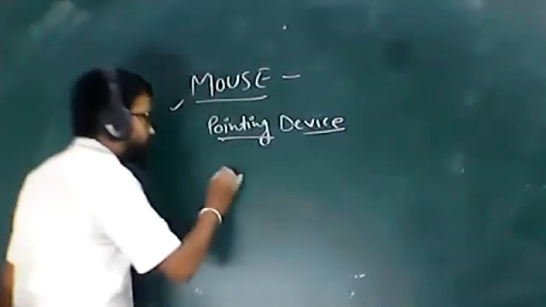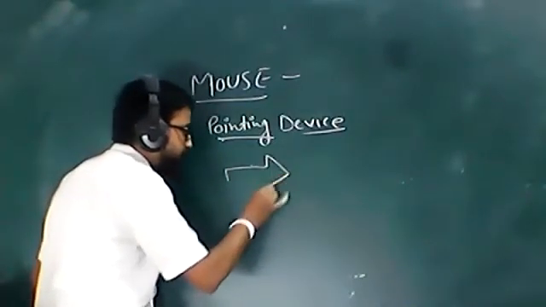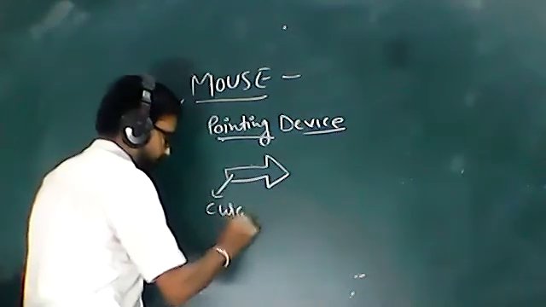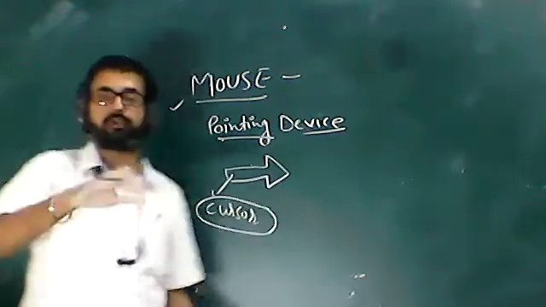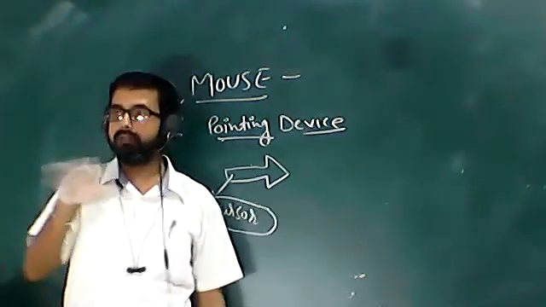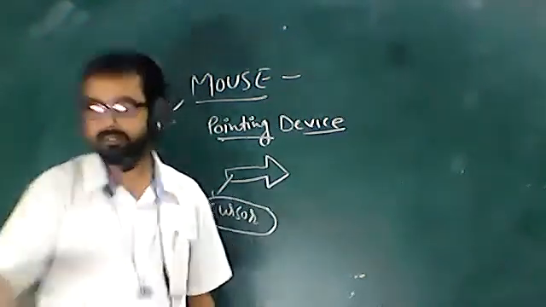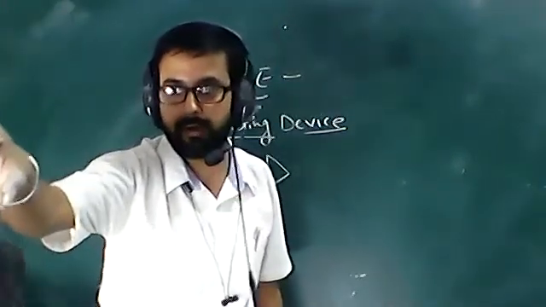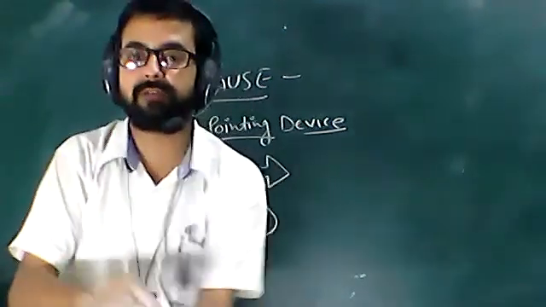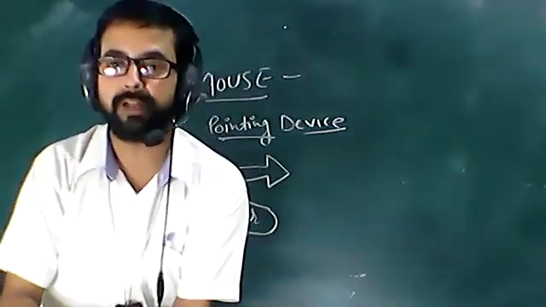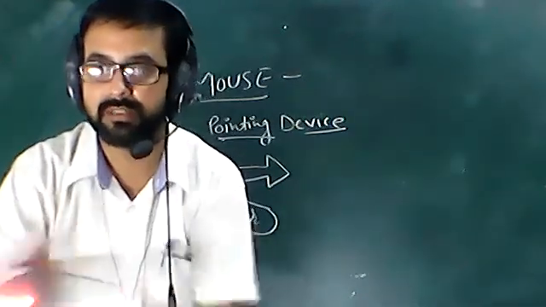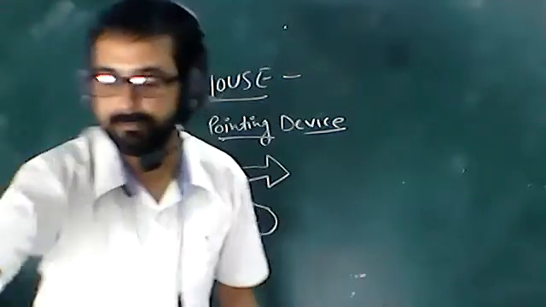What is the symbol of the cursor? Just an arrow. By default it is arrow in shape, and that is known as the cursor. This is your mouse. We just rotate it on the flat surface. As it moves on the flat surface, the cursor moves on the screen. So it is your mouse.